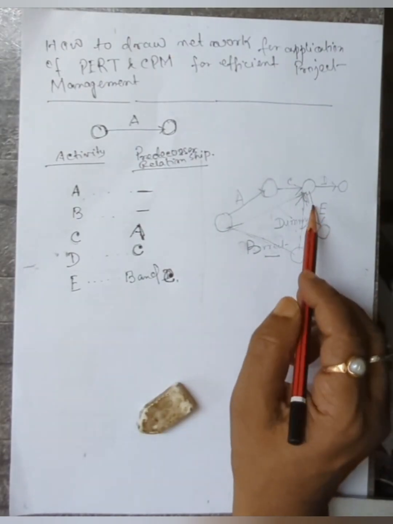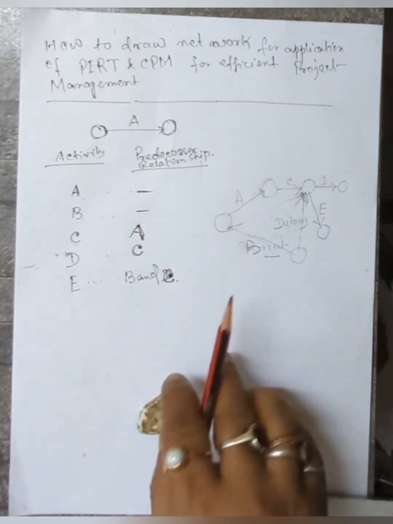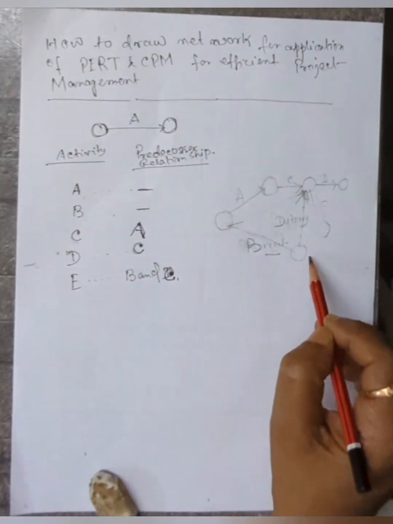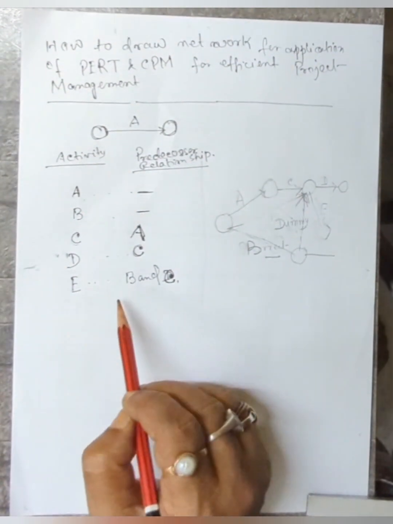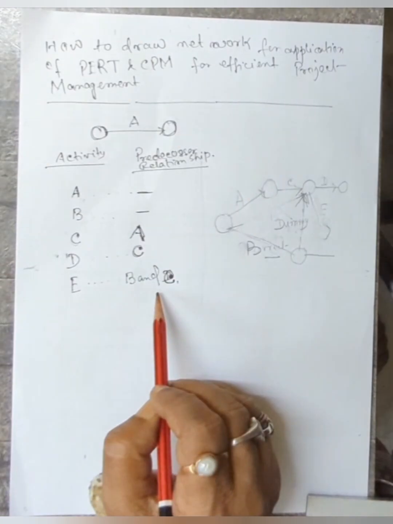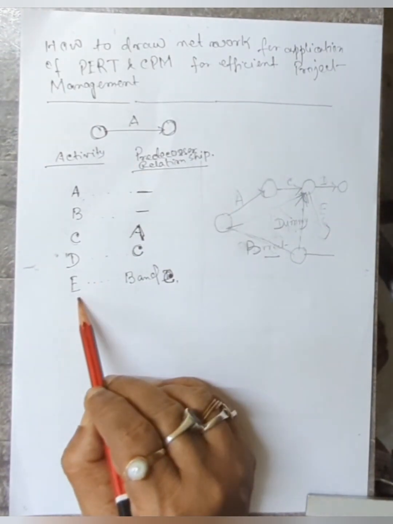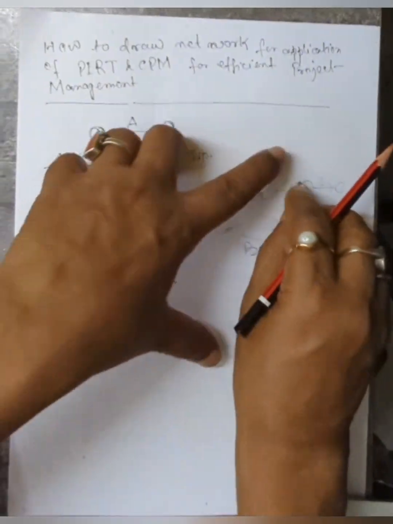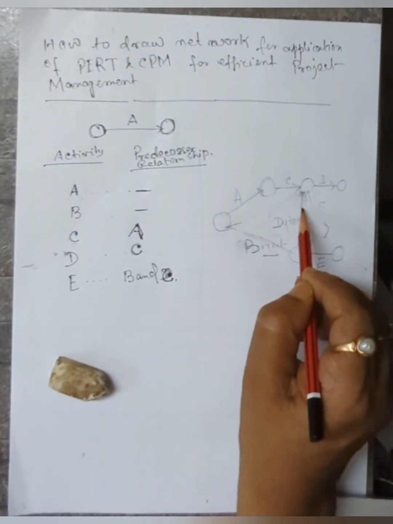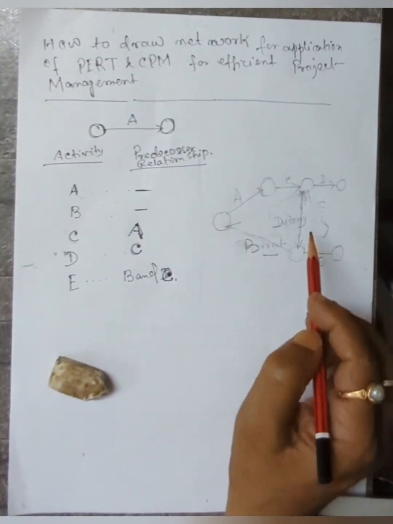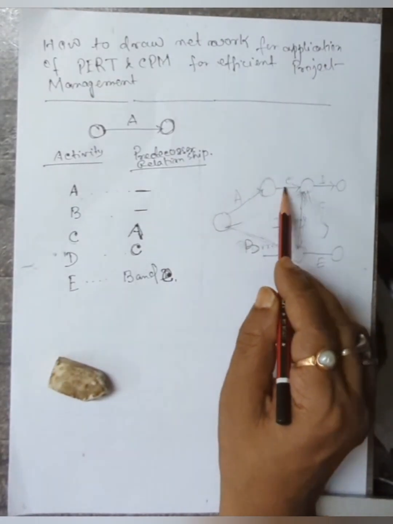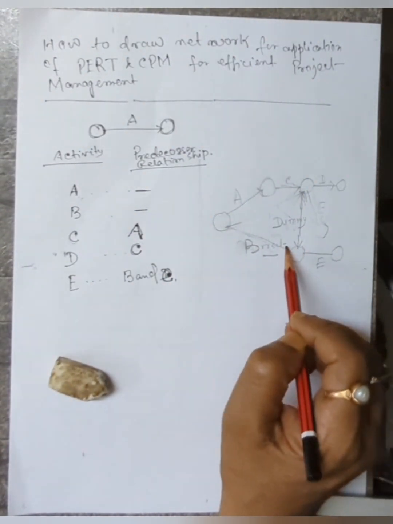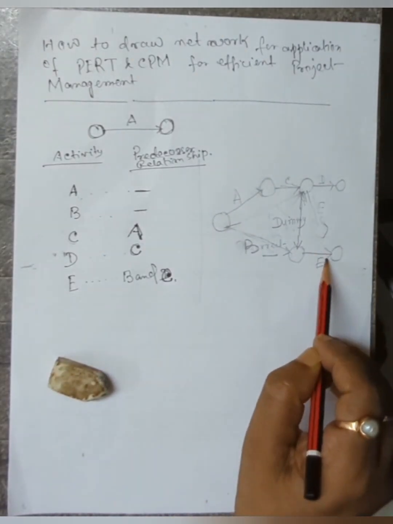So a dummy you should attach here, but E is to be completed after B. That means B and C have to be completed to start E. So this is E, that means the arrow will be in this direction. That means C and B, this activity and B activity, have to be completed to start E.